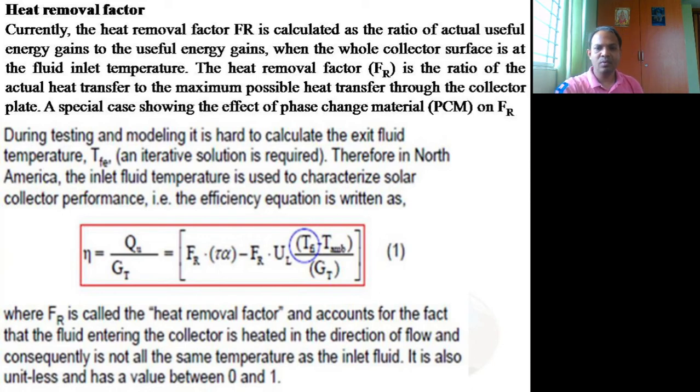It accounts for the fact that the fluid entering the collector is heated in the direction of flow and consequently is not at the same temperature as the inlet fluid. It is also unitless and its value varies between 0 and 1. Obviously, as it is a ratio, it doesn't have any units, but the value varies between 0 and 1.